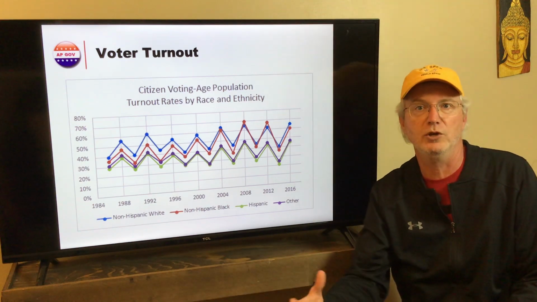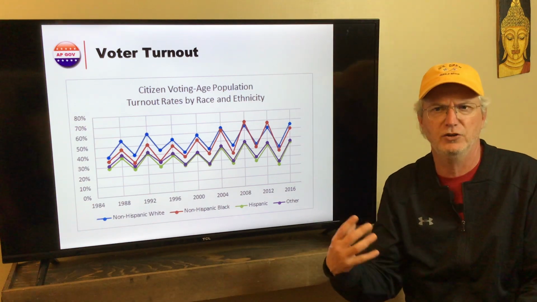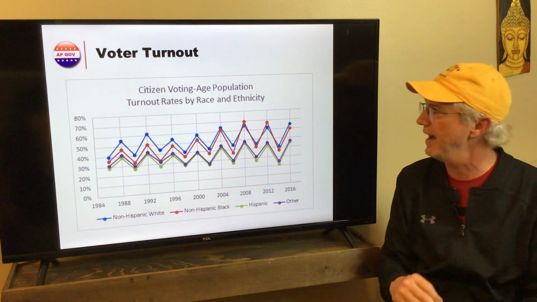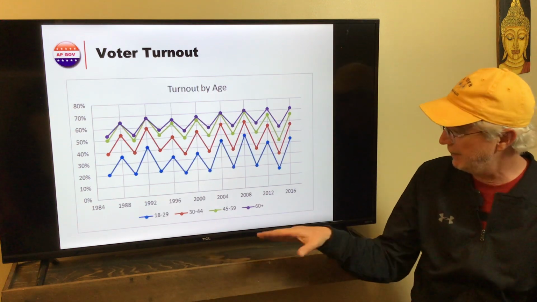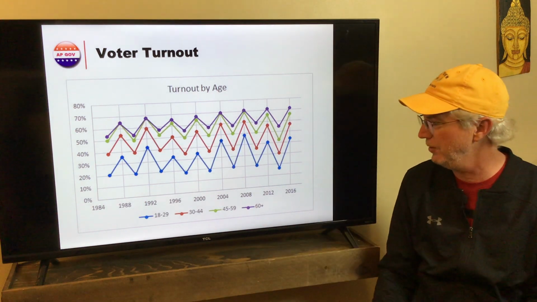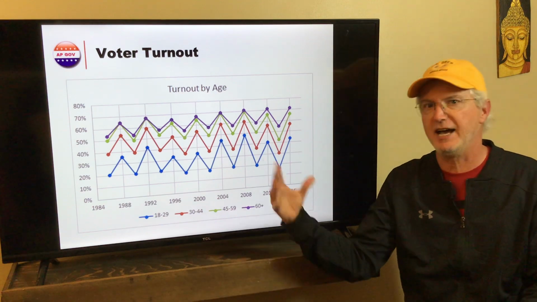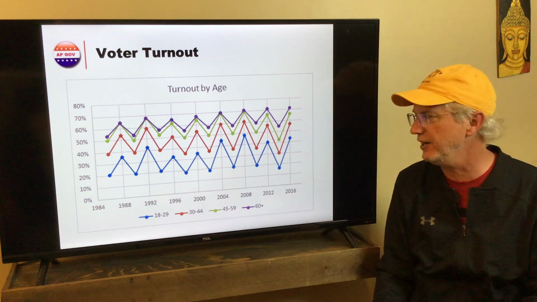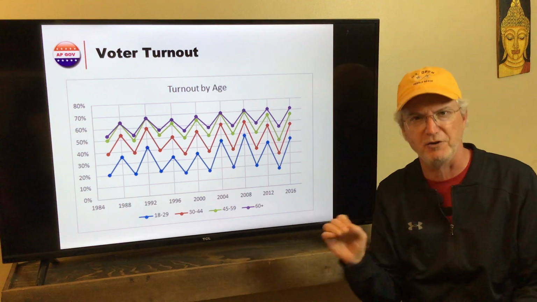So how does that impact who wins elections? That's going to matter. If we look at it by age, obviously 60 plus vote the most, age 45 to 59 second. So basically what we're seeing here is that young people don't vote.